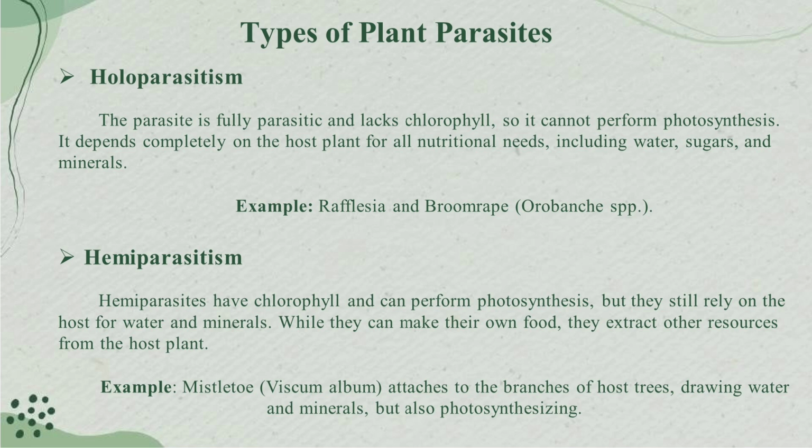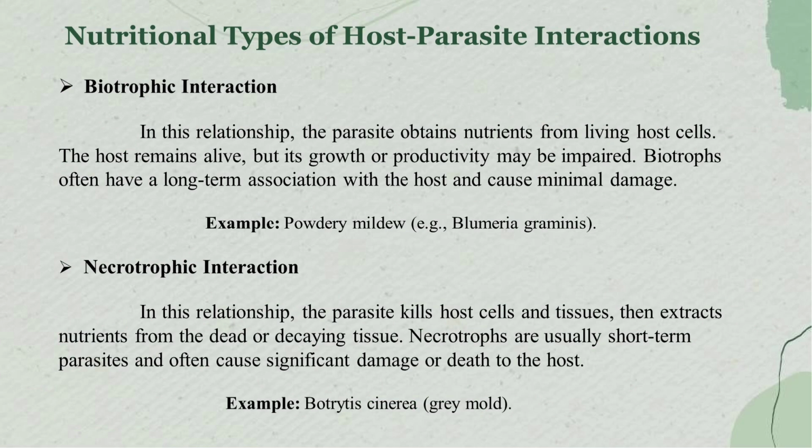Holoparasites. These parasites lack chlorophyll and cannot perform photosynthesis. They depend entirely on the host plant for water, sugar, and minerals. For example, Rafflesia and broomrape, Orobanche species. Hemiparasites. These parasites have chlorophyll and can photosynthesize, but they still rely on the host for water and minerals. For example, mistletoe attaches to tree branches, drawing water and minerals while also making its own food through photosynthesis.